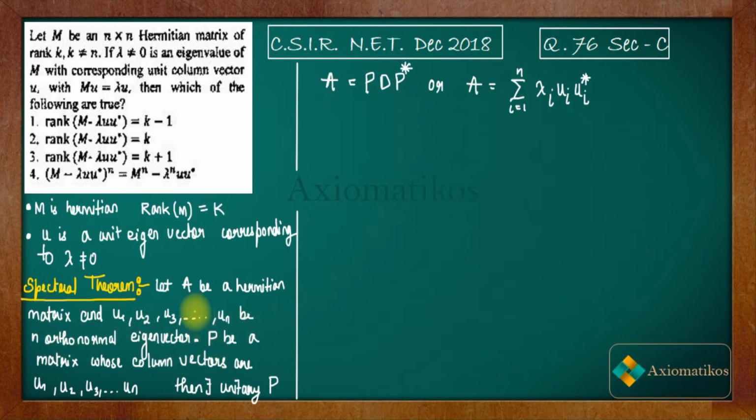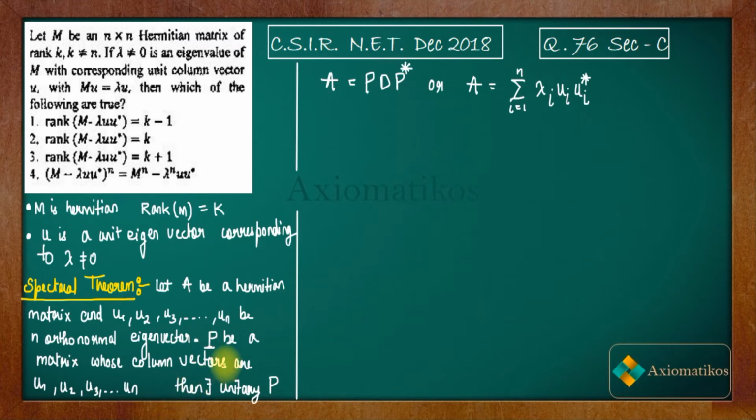Now you have to see that because A is Hermitian, and we know that such matrices are diagonalizable, that is why we are getting n orthonormal eigenvectors. And P is a matrix whose column vectors are these. So we have n eigenvectors, that means we have n columns, and using these n columns we are going to make this matrix P.